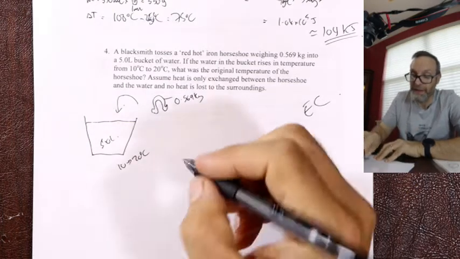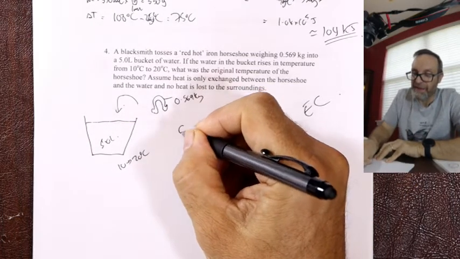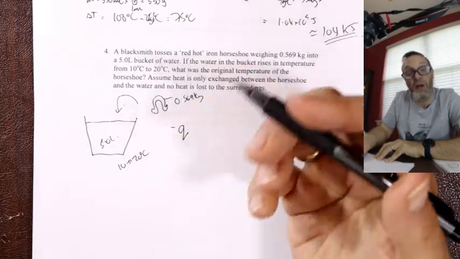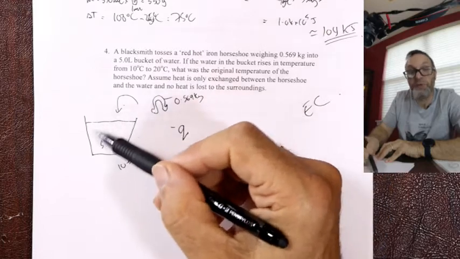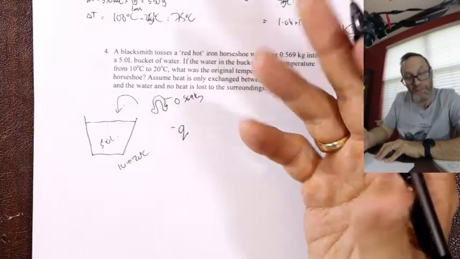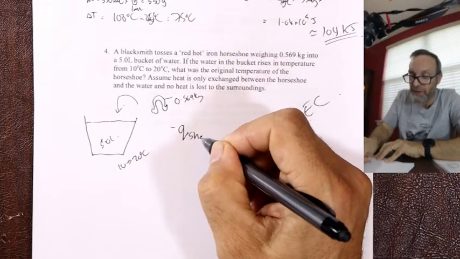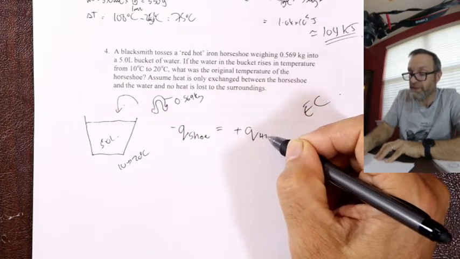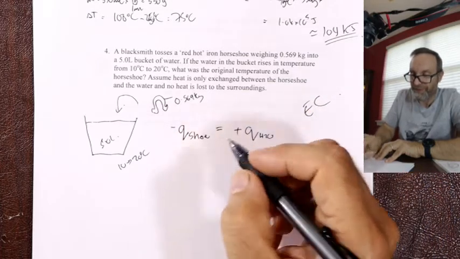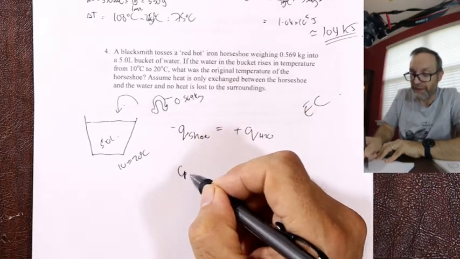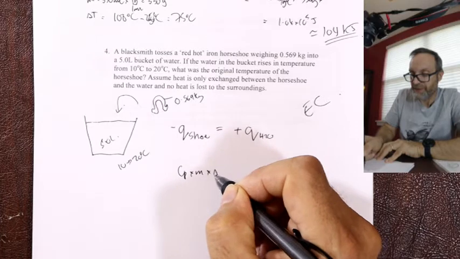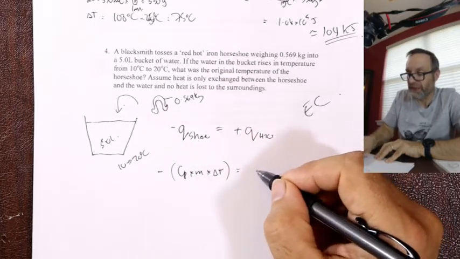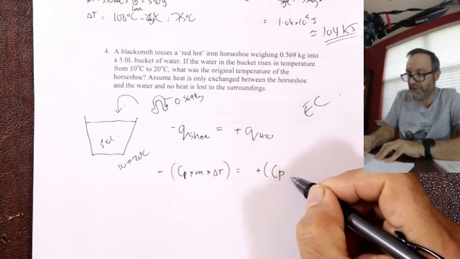Now here's the thing. The horseshoe is going to lose energy. It's going to get colder. Where's the energy going to go? It's going to go into the water, until they're the same temperature. So what's lost by the shoe is gained by the water. And of course, Q equals Cp times M times delta T. Be careful with signs. Signs will be a complete pain in the neck in this one.